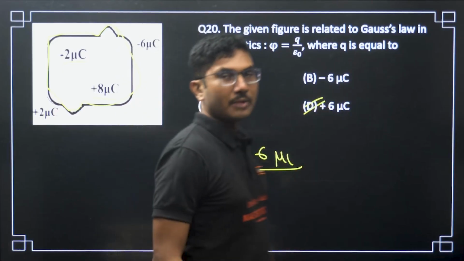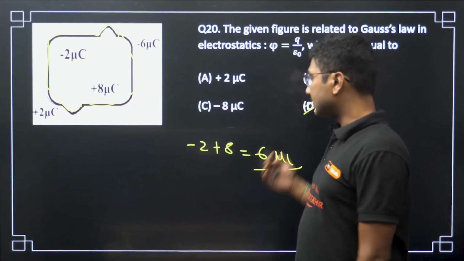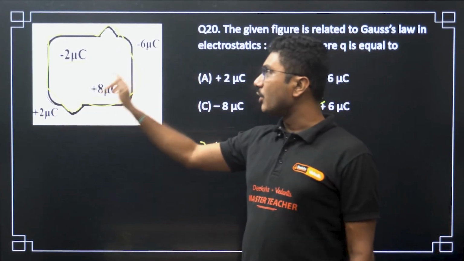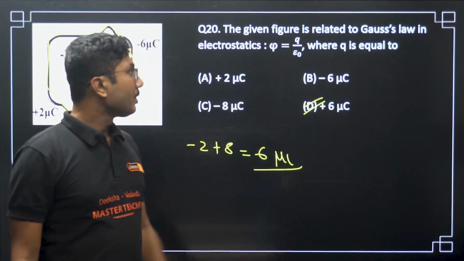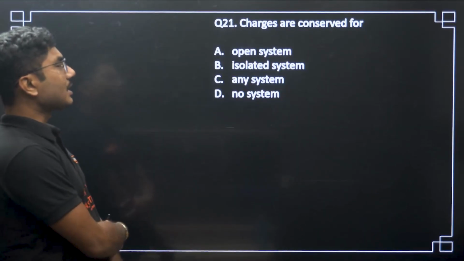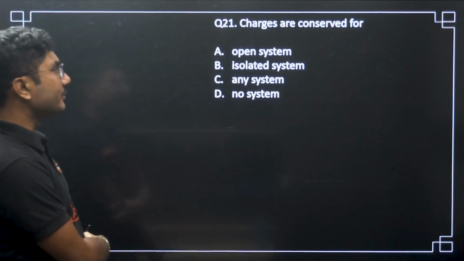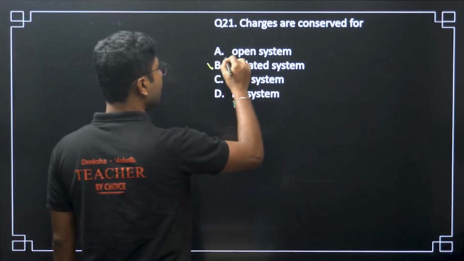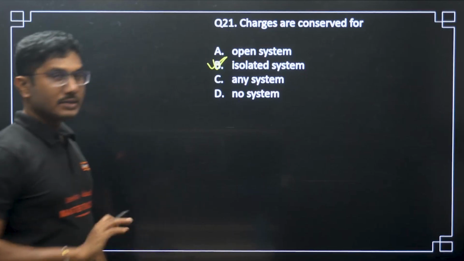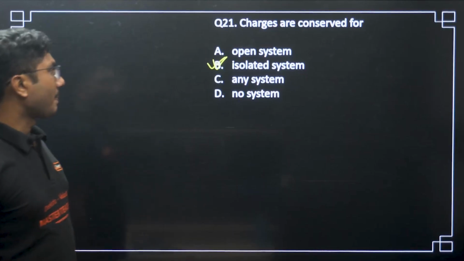Only the 6 microcoulomb charge we have to consider as Q. These two charges are outside the Gaussian surface, so we will not consider them. Next, charges are conserved for open system, isolated system, any system, or no system? Charges are conserved only for an isolated system. It is not conserved for any system.